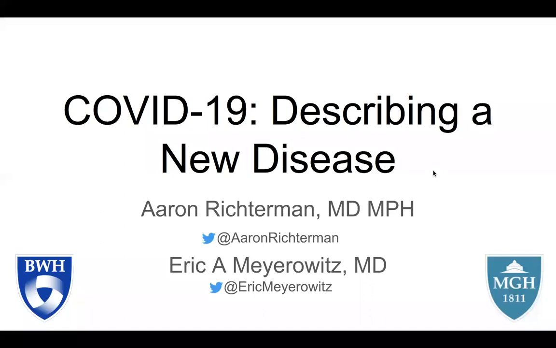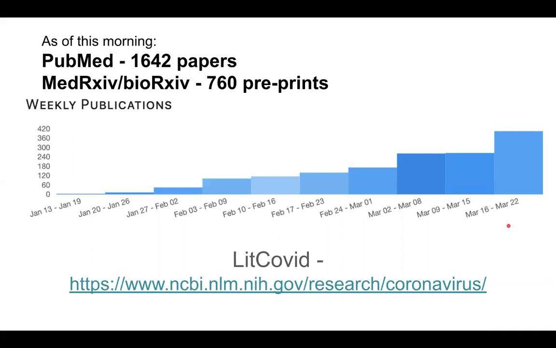Next slide, please. So this slide is really just to show the rapid growth of the literature on COVID-19 to date. As you can see, this is a resource called LitCOVID that is basically a central hub for all the literature being published about this. And there's really an exponential growth, and there's been some incredibly important papers in the last several weeks. On PubMed, as of this morning, there's 1,642 papers about COVID, and on medRxiv and bioRxiv, there's at least 760 preprints. And so we're gonna try to go through some of these.